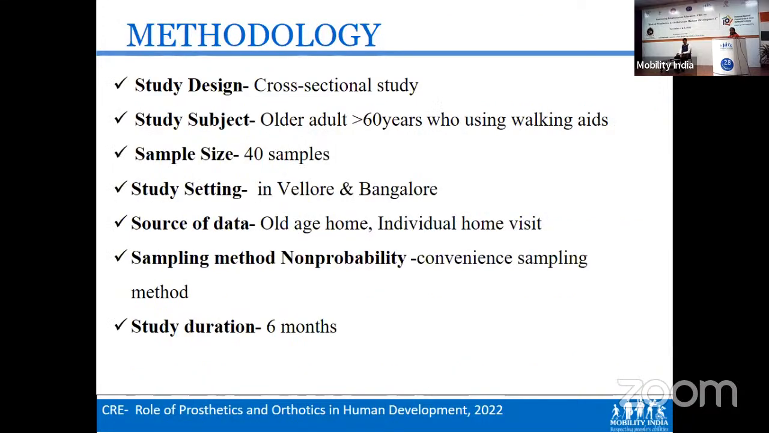My methodology: the study design. I conducted a cross-sectional study, and my subjects were older adults 60 and above. My sample size is 40 samples, and my study is centered in both Vellore and Bangalore. I collected data from old age homes as well as from individual home visits. For sampling, I chose a non-probability, convenient sampling method, and my study duration is around 6 months. I chose a mixed method of study, which consists of both qualitative and quantitative data.